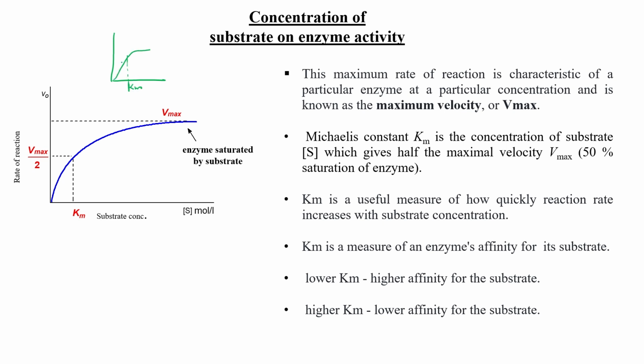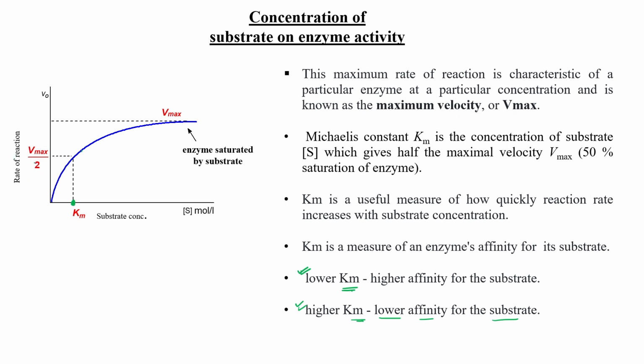If in any other graph my Km is present over here, then what can I say? I can say that this is not the exact graph. I think you understand what I want to say. If the value of Km is lower, it shows high affinity for the substrate. If the value of Km is higher, it means lower affinity of the substrate. So this Km is a measure of enzyme affinity towards the substrate, and that's why it is very, very useful. At this particular concentration of substrate, half of the velocity of this enzyme has been achieved.